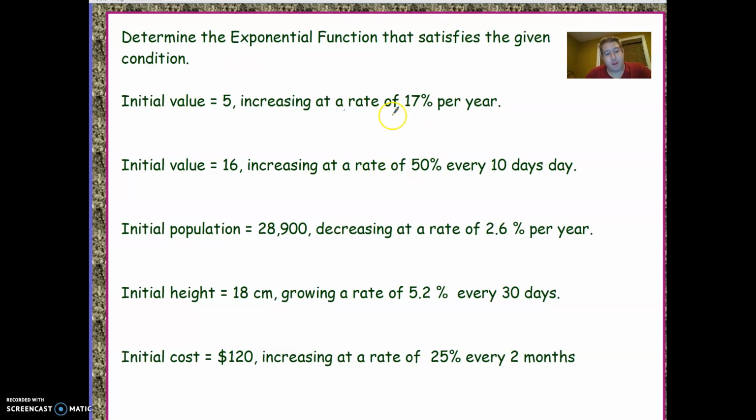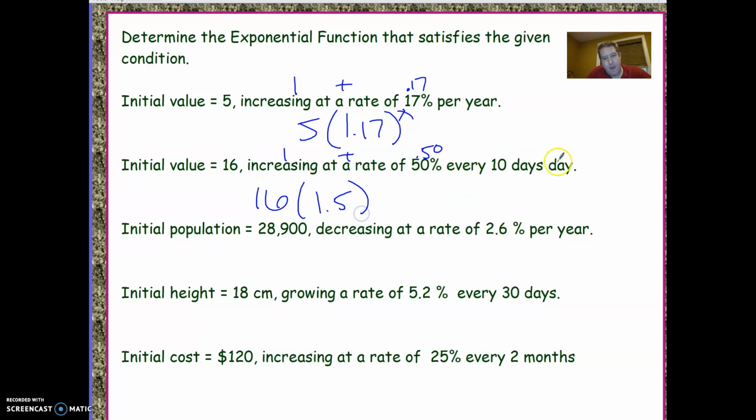Okay, so now we're going to apply it to some word problems. So we're plugging these numbers in, so that gives us 5 times increasing in a rate, so that would be 1 plus 0.17, so that's 1.17 per year. So that's X amount of years. Initial value of 16, 1 plus 0.5 because it's increasing, so that's 1.5 every 10 days. Now, it kind of depends on what your y of t or x of t or f of t, whatever your y equals.